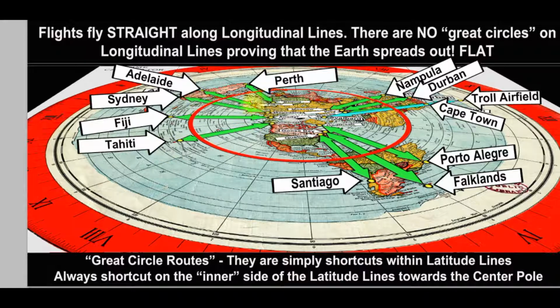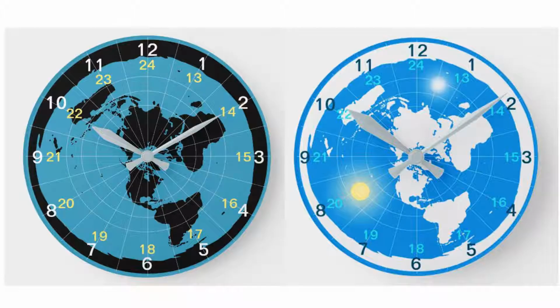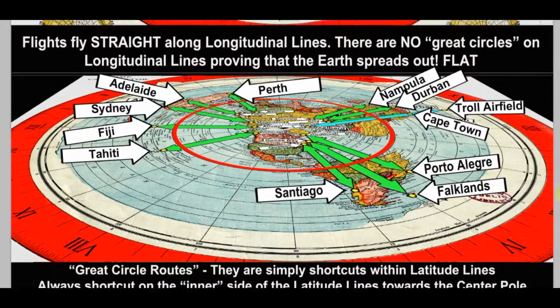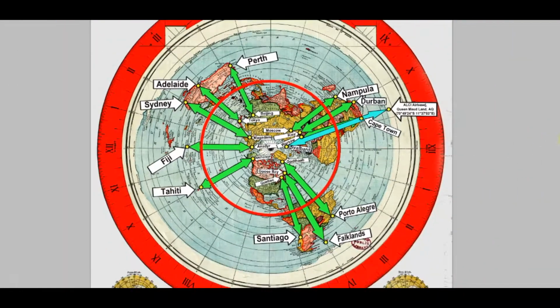Magadan, Russia to Adelaide. So we did go around the flat Earth, showing how these flights spread out, fly straight over a flat non-rotating Earth. Not too complicated to understand, my friends. The flat Earth is a clock, and flights fly straight, spreading out in all directions over the flat non-rotating Earth.